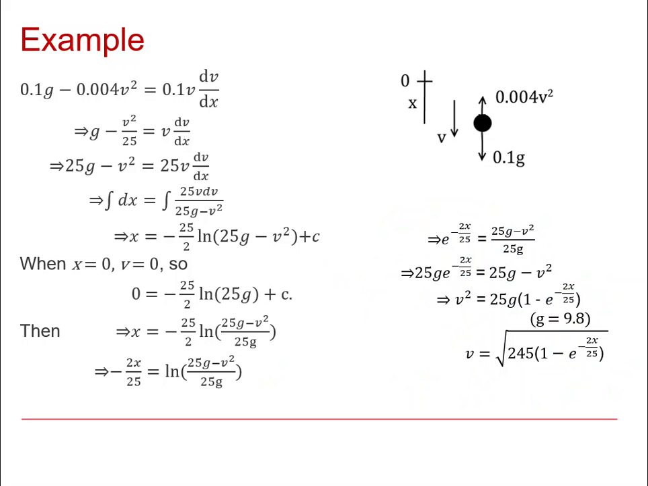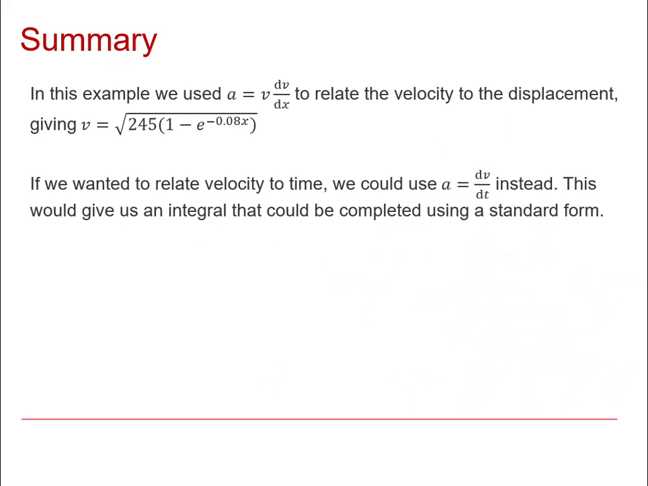Let's just speculate on what else could be involved at this stage. What we did was use v dv by dx to relate the velocity to the displacement, and that's how we got, by integration, the expression that's given there. Notice that minus 2 over 25 has become minus 0.008. If we wanted to relate velocity to time instead of using dv by dx, we would have used dv by dt, as we did in the previous video. And that would give us an integral which could be calculated in a slightly different form, but it will be, again, standard stuff.